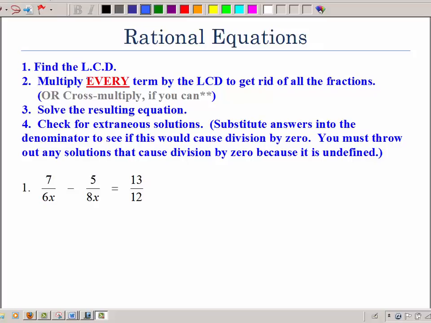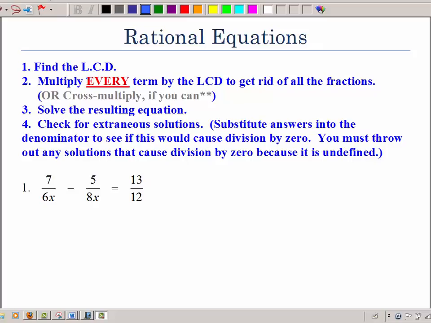In the last part of the semester, we're going to take all the tools that we have learned thus far and apply them to different types of equations. The first type we're going to look at is rational equations. You might remember we had rational expressions. We learned how to reduce them, add, subtract, all of that stuff. Now we're going to apply some of those ideas to the equations.